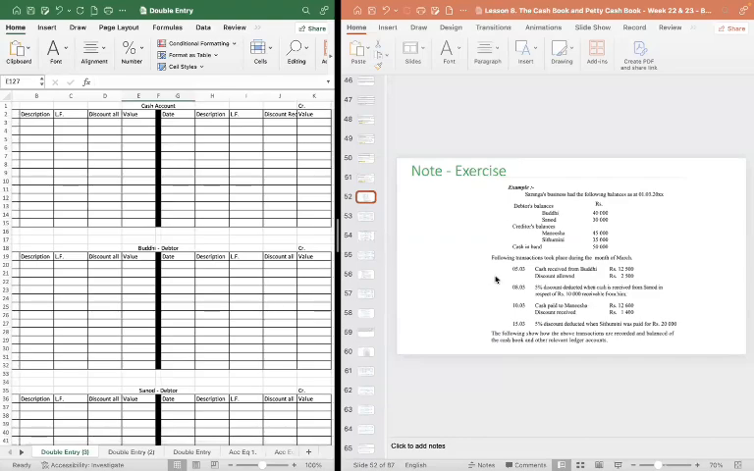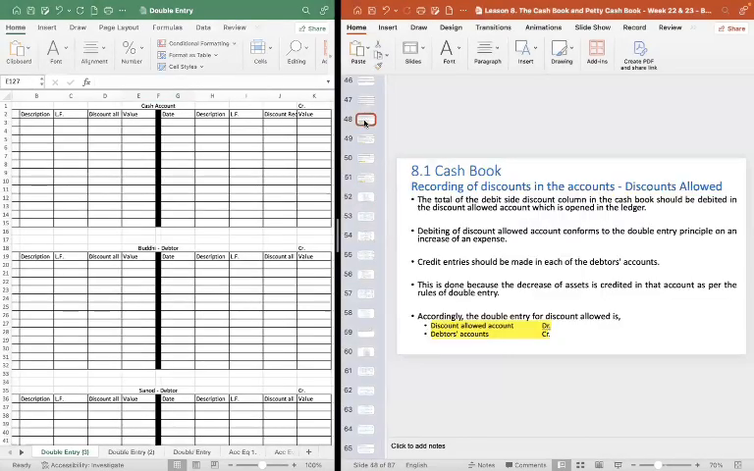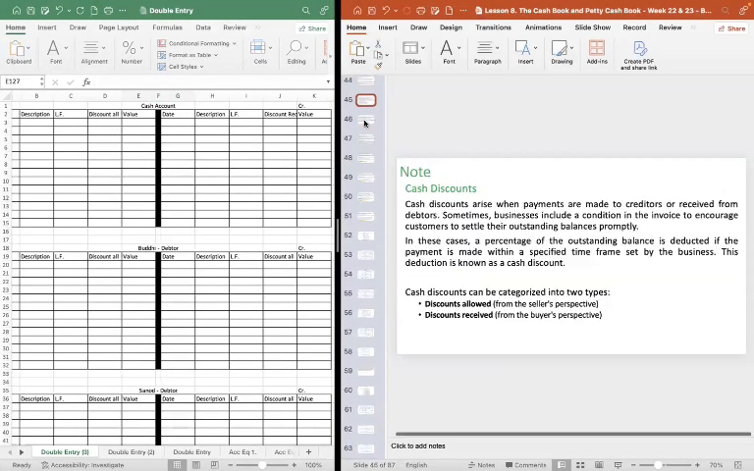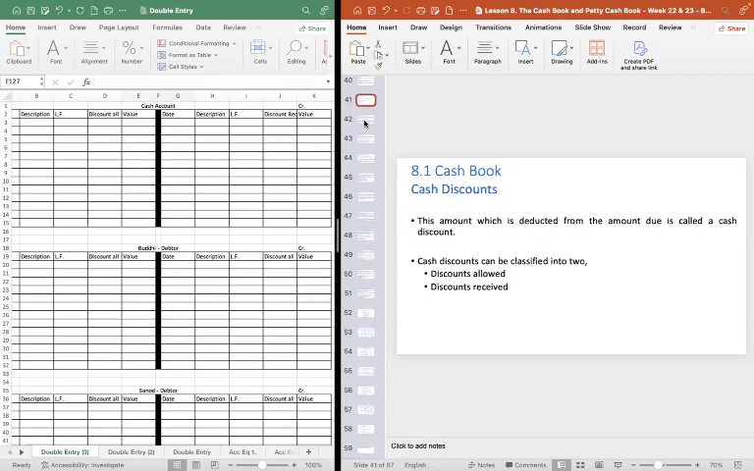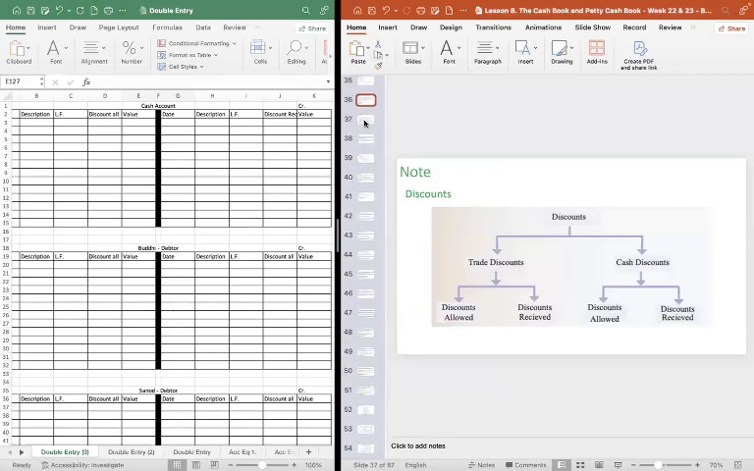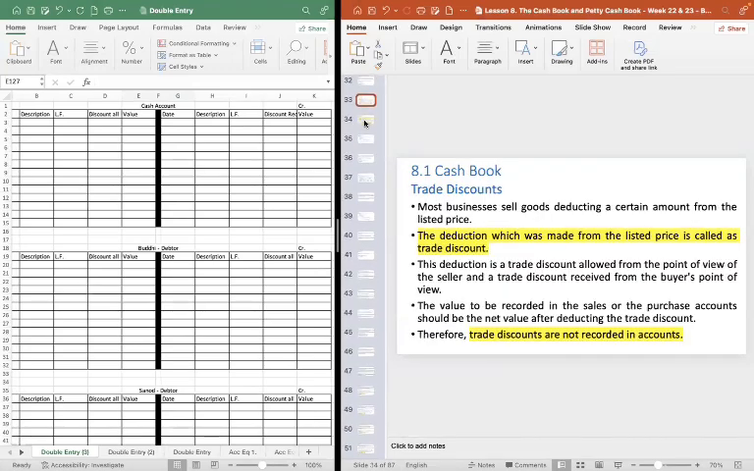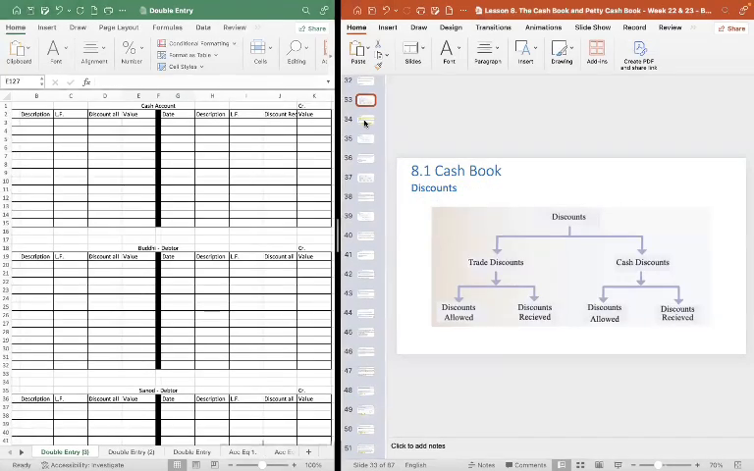Now yesterday we were learning about the discounts. Firstly, we learned about the trade discount. And then we discussed the cash discounts. Now, when it comes to trade discount and cash discount both, we have the discounts allowed and discounts received. Trade discounts also have discounts allowed and discounts received, and in the cash discounts also, we have discounts allowed and discounts received.